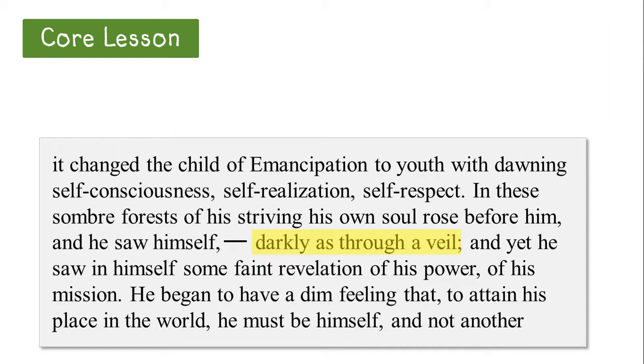Let's look at the next section. "It changed the child of emancipation to youth with dawning self-consciousness, self-realization, self-respect. In these somber forests of his strivings, his own soul rose before him, and he saw himself darkly as through a veil. And yet he saw in himself some faint revelation of his power, of his mission. He began to have a dim feeling that to attain his place in the world he must be himself and not another." Again, after I read, I'm just thinking to myself, okay, what does this mean? How did he see himself darkly as through a veil, but yet see in himself a faint revelation of his power?